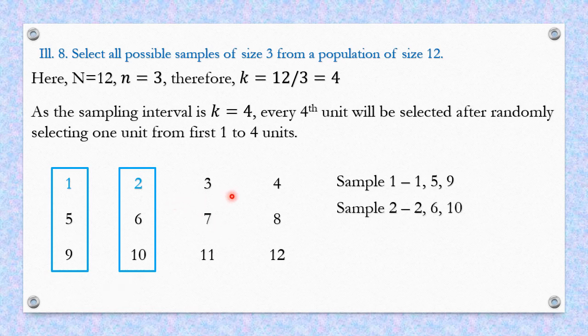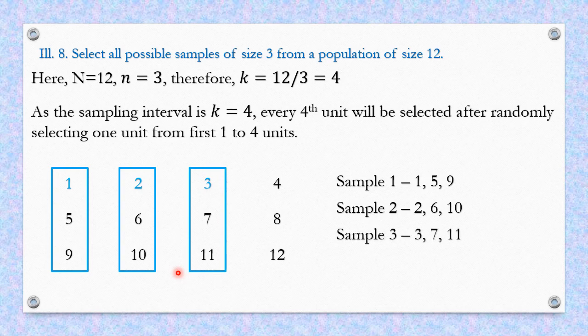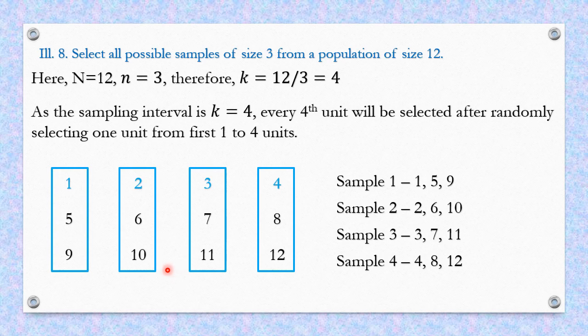Similarly, if by chance I select 3 from 1 to 4, then the remaining values will be the samples, that is 3, 7 and 11. So the third sample will be 3, 7, 11. And if I select 4 from 1 to 4, then the sample will be 4, 8, 12. So my dear students, this is how we select a systematic sample.